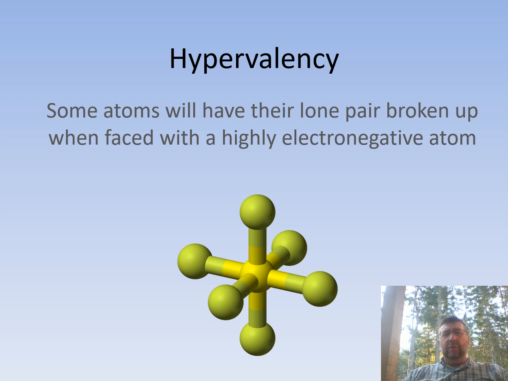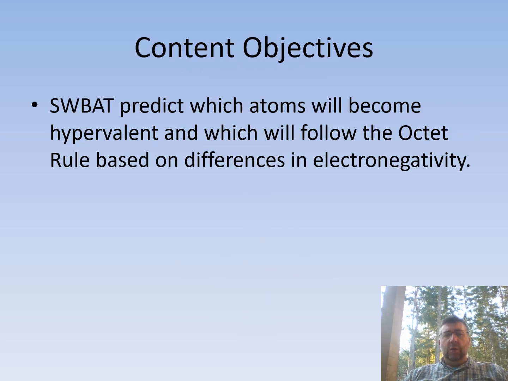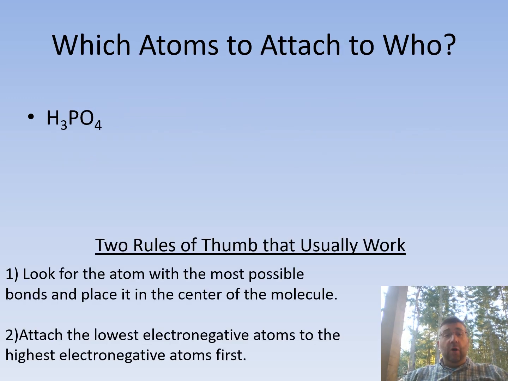All right, we're going to practice some more hypervalency. Let's take a look. Remember, you're going to use the electronegativity differences to determine which element gets to follow the octet rule and which one is hypervalent. So you're going to try to draw the phosphoric acid molecule, H3PO4. You're going to try to make sure that all the elements that need to follow the octet rule are, but figure out who might end up being hypervalent.